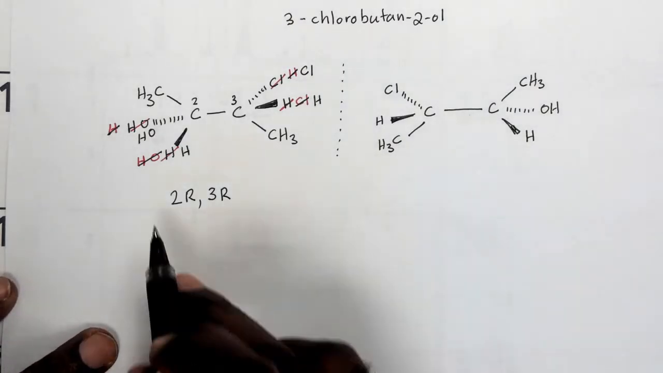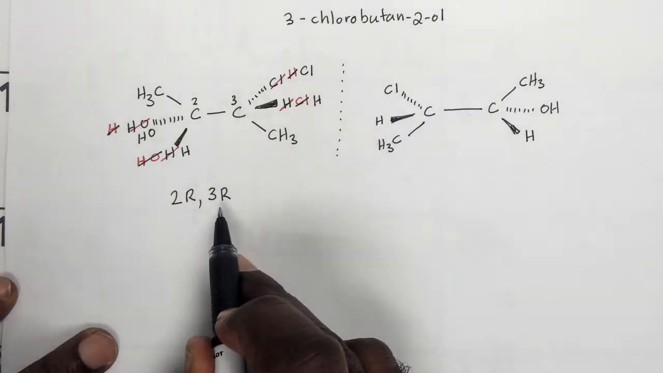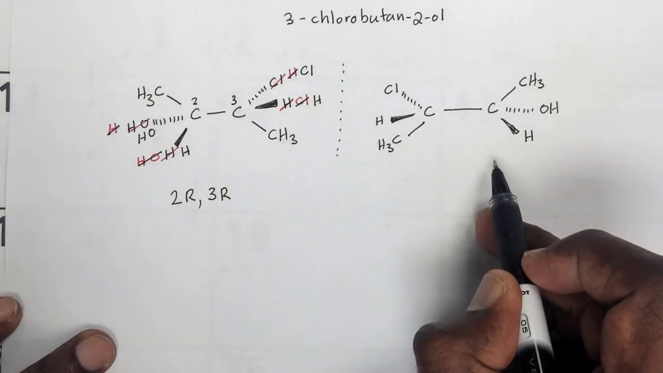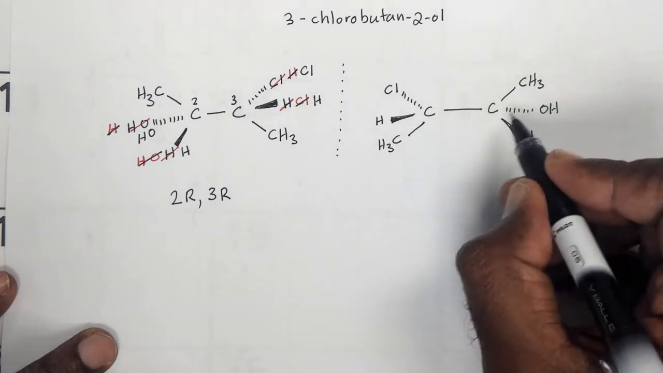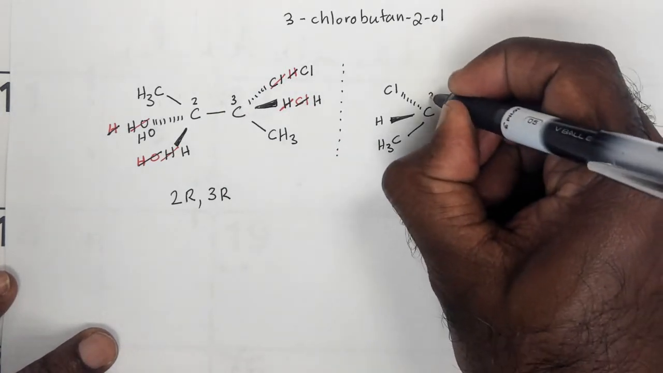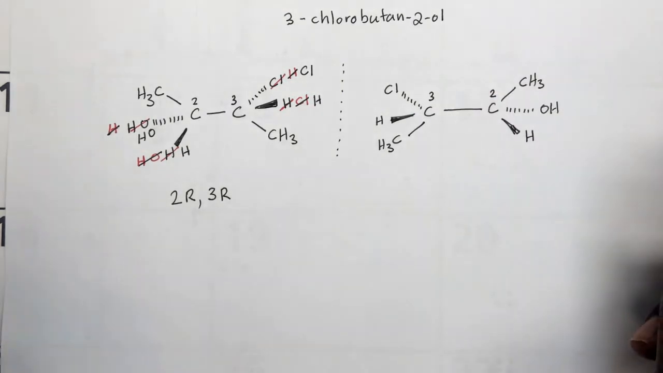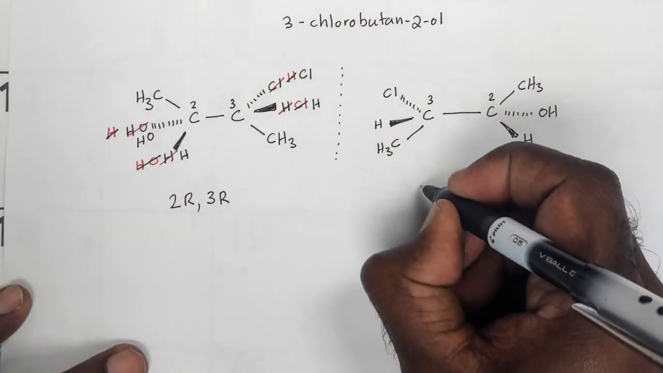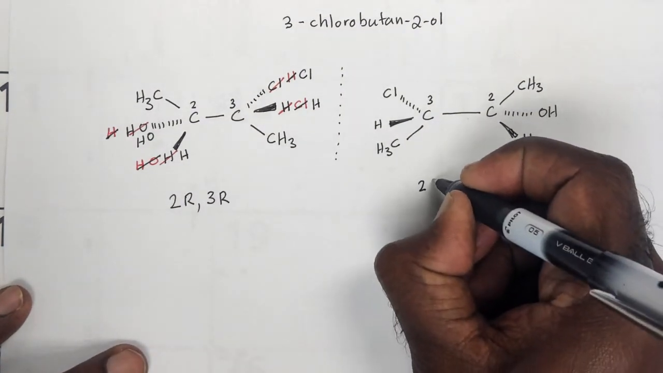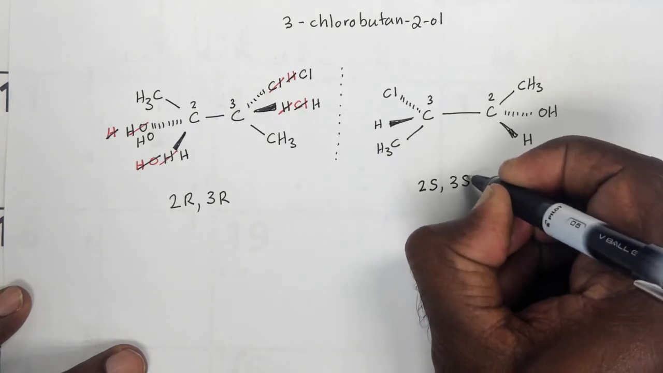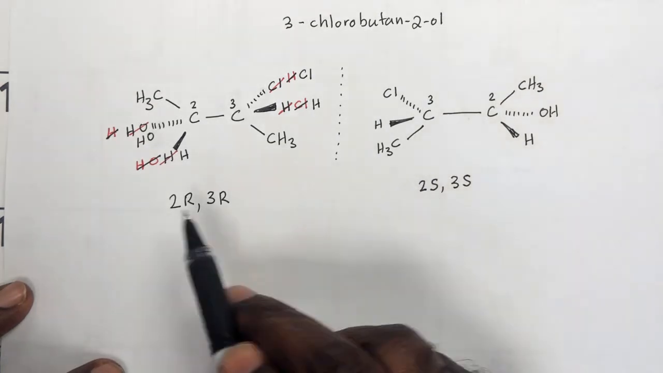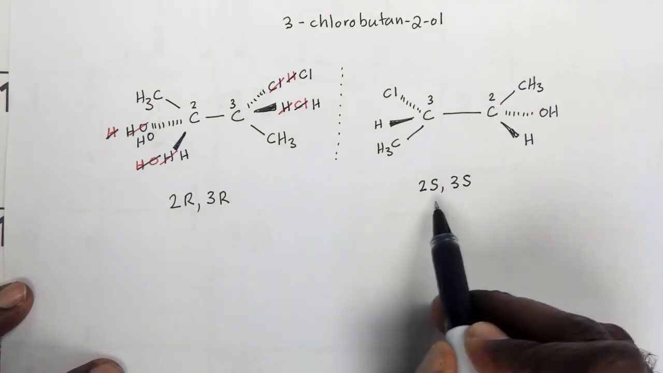So what I have now is a 2R, 3R situation. And in this 2R, 3R situation, I've taken that molecule and converted it to a mirror image, which means that if you look at the mirror image, this is now carbon number 3, that's now carbon number 2. And because I've taken a mirror image, each of these stereochemistries is going to change. So this will now be 2S, 3S.